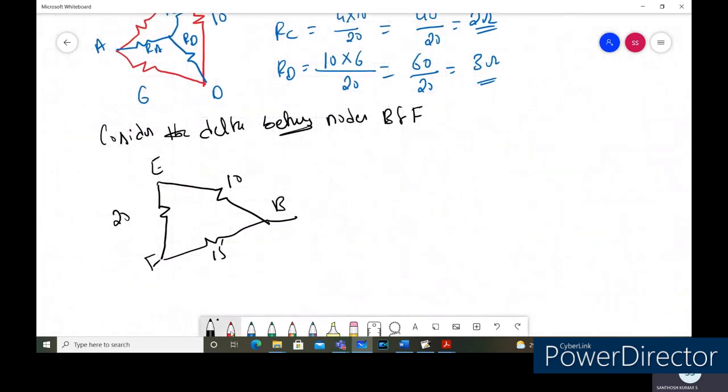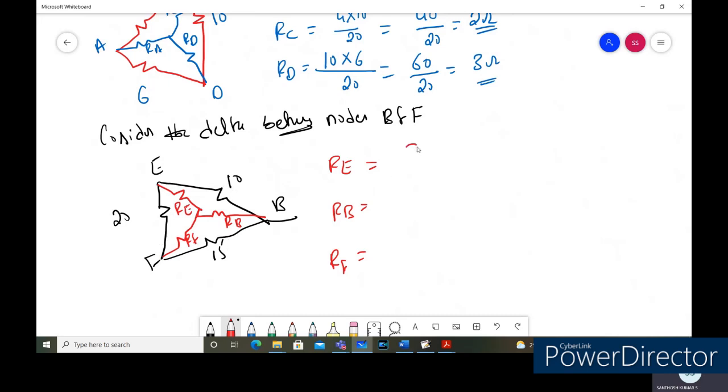Now let us construct the star network inside this one. This is the star network where we need to find the values of the resistances RE, RF, and RB. The value of the resistance RE is the product 20 into 10 divided by 10 plus 15 plus 20.